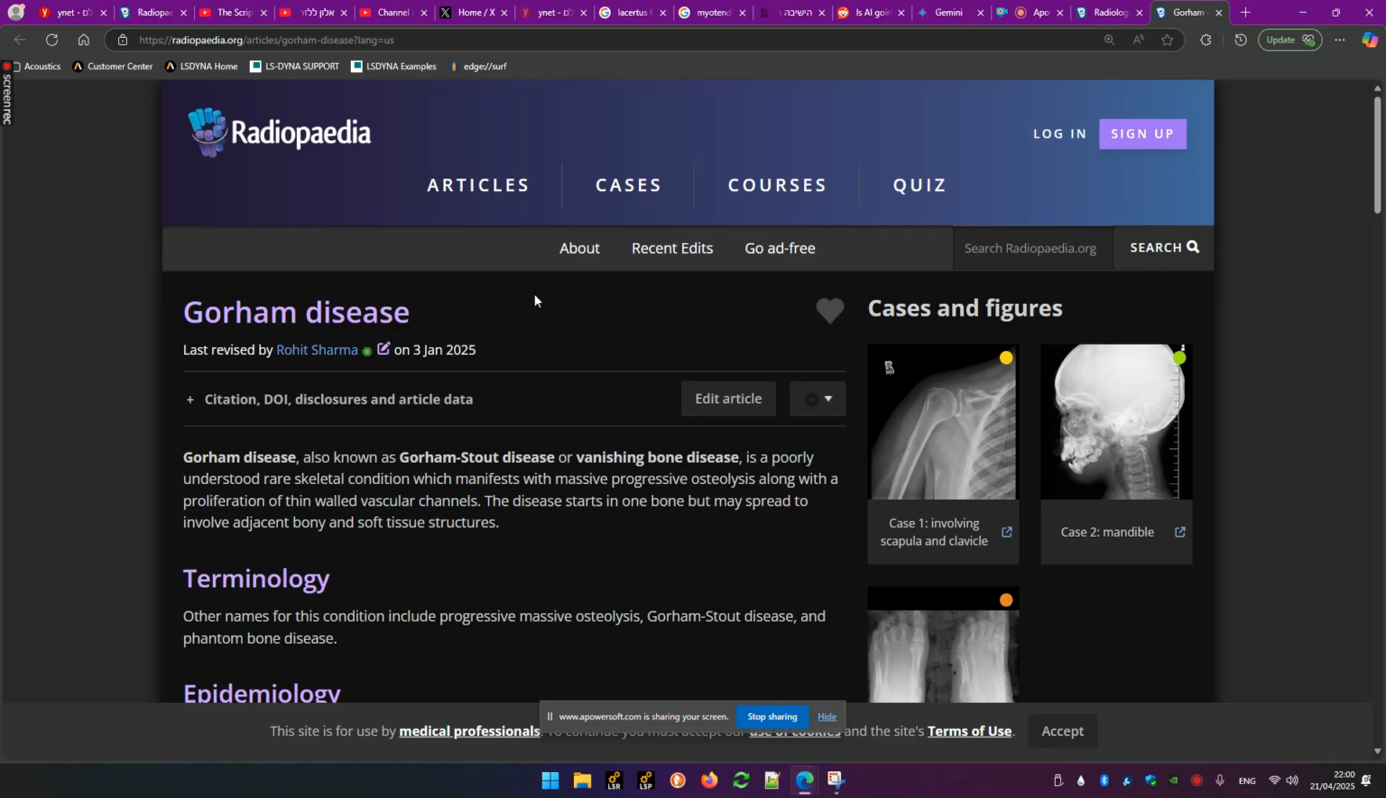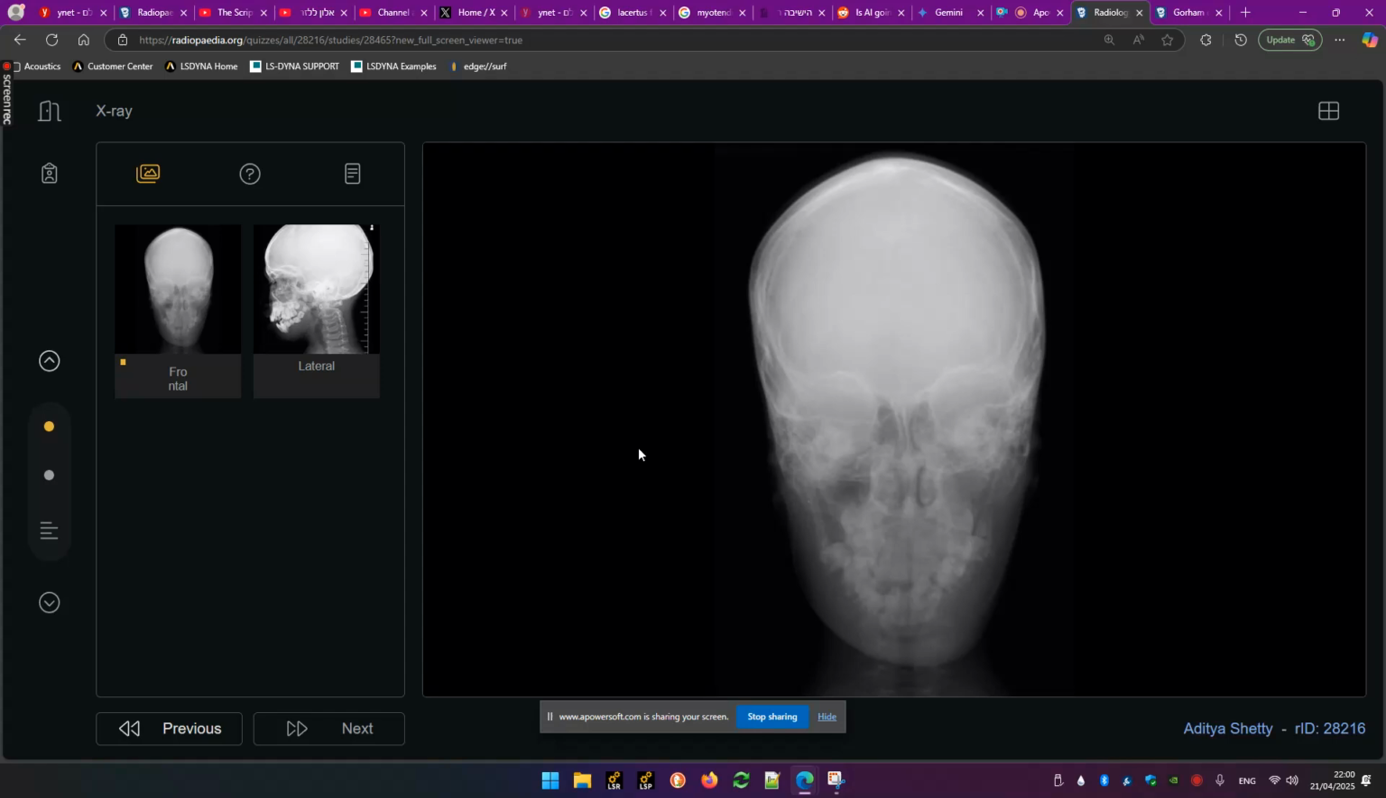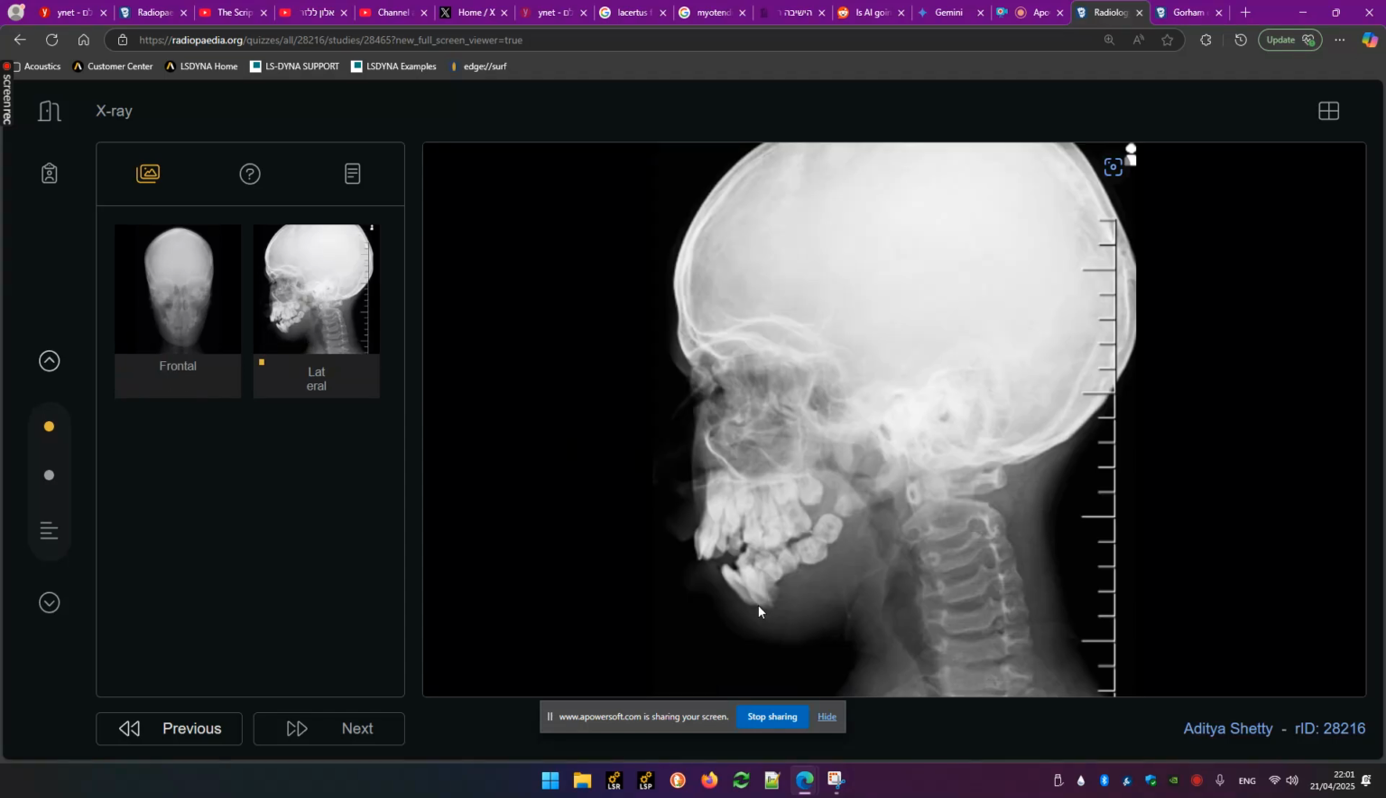So this was a case of Gorham disease, and I don't believe that I just missed a total absence of the mandible, and I didn't even see it. I saw the impacted molar tooth, but I didn't see that there is no mandible. No mandible, for God's sake.